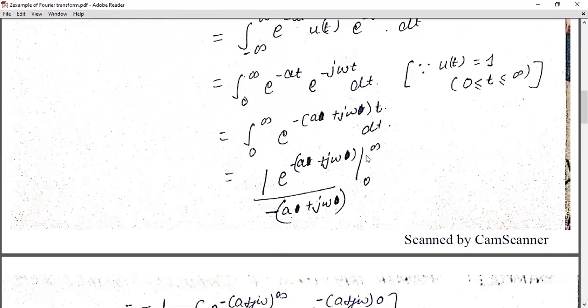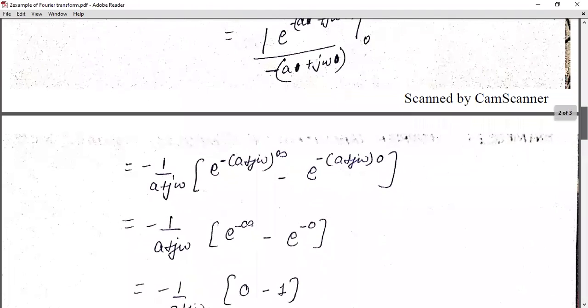Now substituting the lower and higher limits, we know it is the higher limit minus the lower limit. Keeping the constant outside, we get −1/(a + jω) times [e^(-(a + jω)t) at infinity minus e^(-(a + jω)t) at 0]. This will become minus of e raised to minus infinity, that is 1 by infinity.